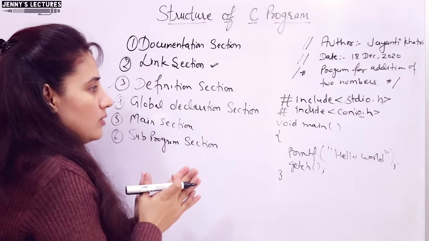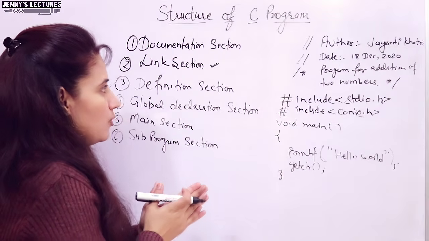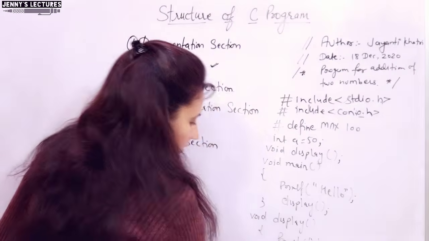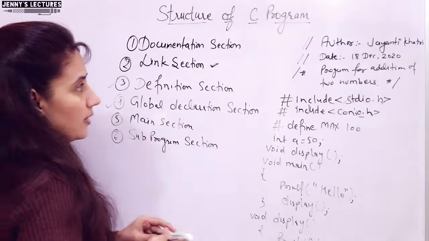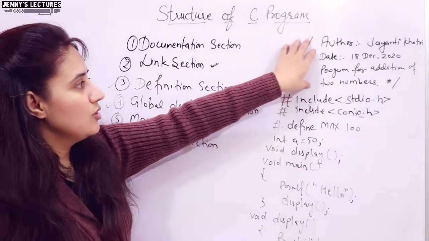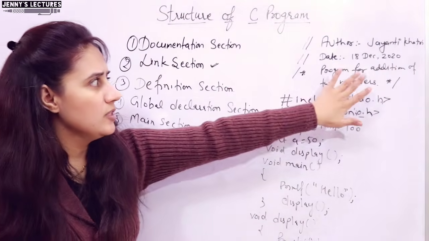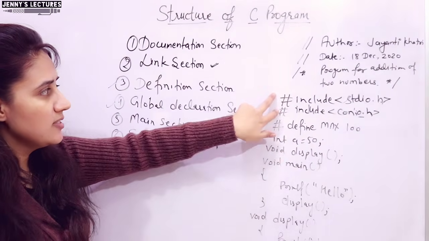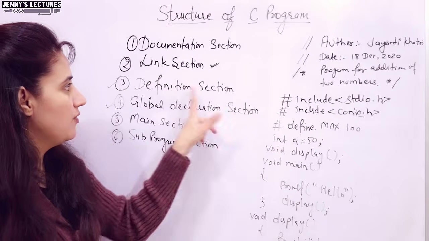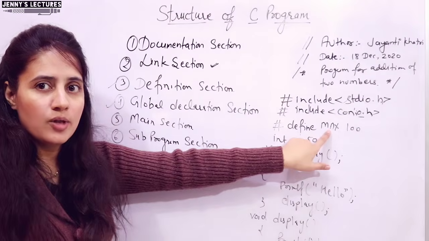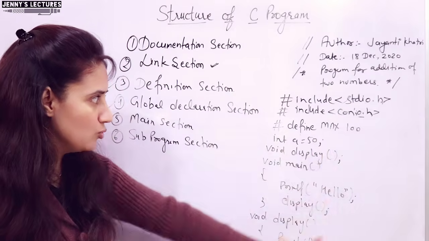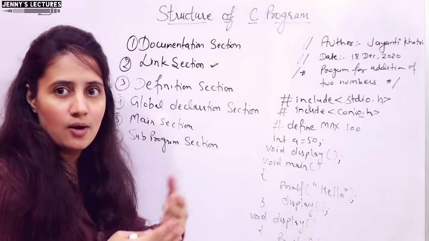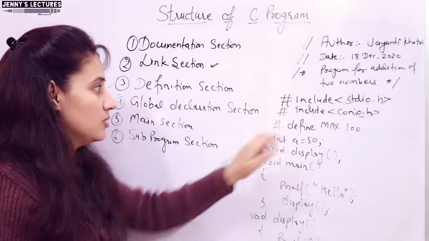Suppose you want to find the sum of 2 numbers, or suppose you want to include all these sections. So let us write a program for that. Suppose this is a program. I have written this also, like the program is just to print something, it's not addition of 2 numbers. So this is the documentation section, this is the link section, and this is the definition section. I have defined one macro, that is max, and the max value is 100. Although I am not using this here, there is no use of this, it is just to make you understand how you write a program when you include all the sections.